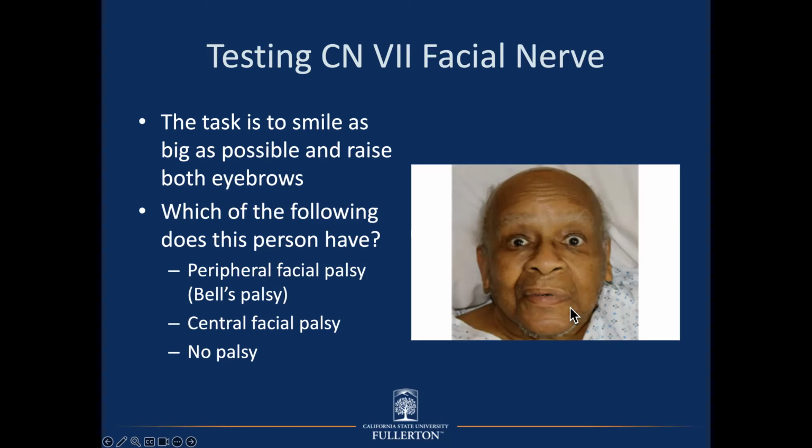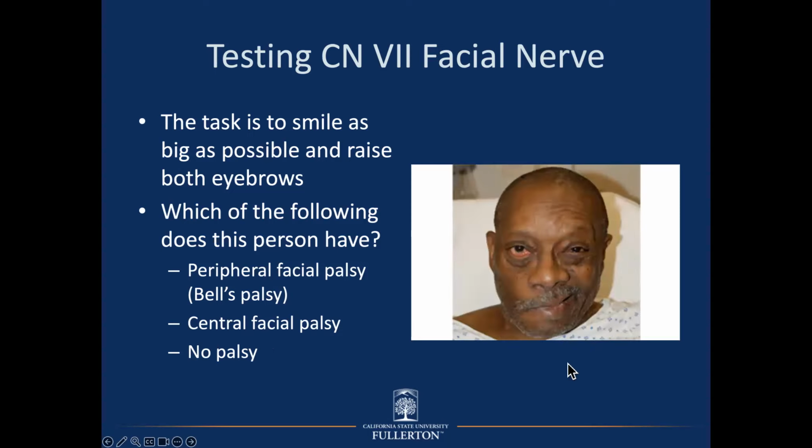The damage is someplace above the facial nucleus on the opposite side. That's the only way you could get this pattern. It could be up at the cortex, it could be the internal capsule, it could be the midbrain, but it's above that facial nucleus. If the damage actually took out a facial nucleus, you'd have a Bell's palsy on the ipsilateral side. So this one is an illustration of a central facial palsy.